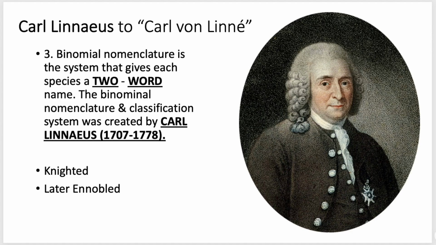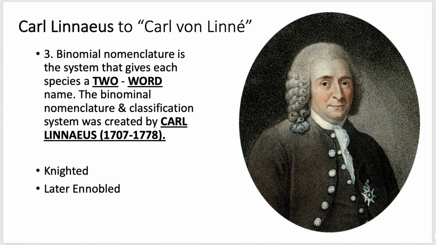But Linnaeus was the one to develop a nomenclature system and our classification system that we just looked at. So binomial nomenclature is the system that gives each species a two-word name. So the binomial nomenclature and classification system was created by him, and I'll show you how to write those in just a little bit. But it's basically when you mention an animal or an organism, you always give its genus and species name. That's its two-word name, and that's why it's called binomial, two names, and then nomenclature would be the system of naming that we have.